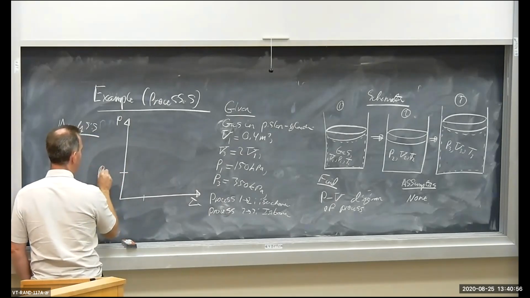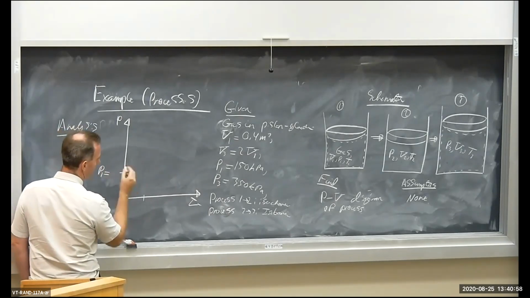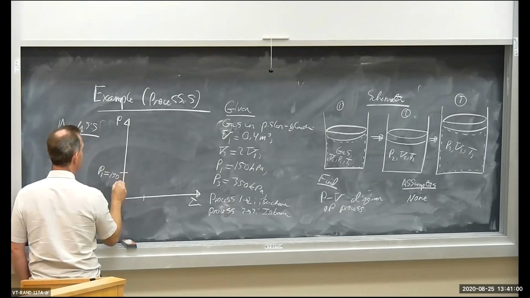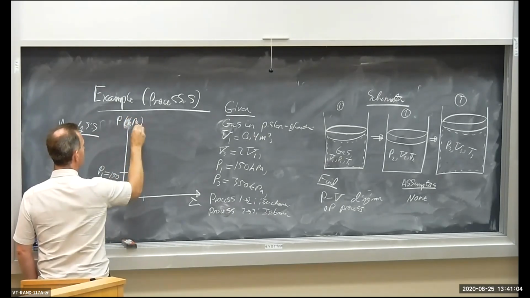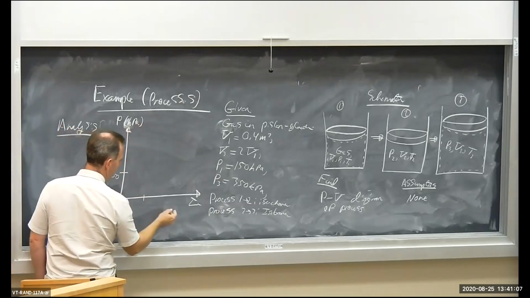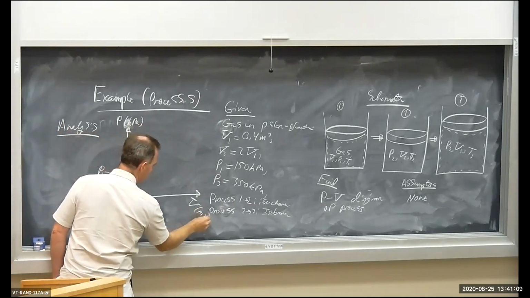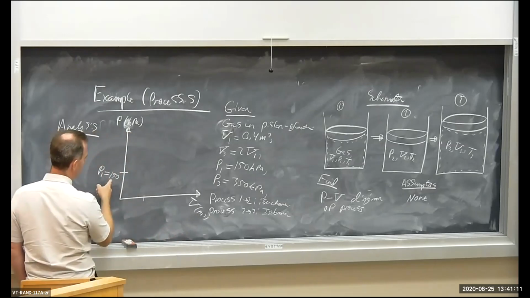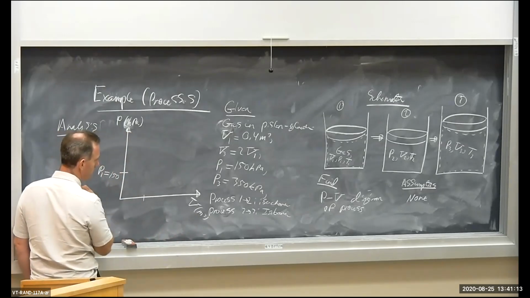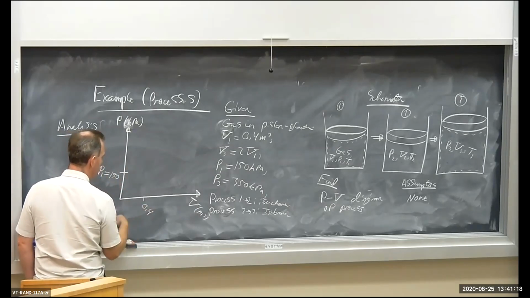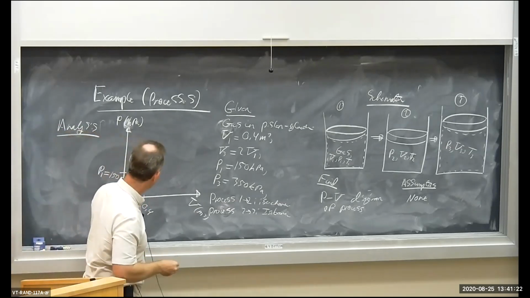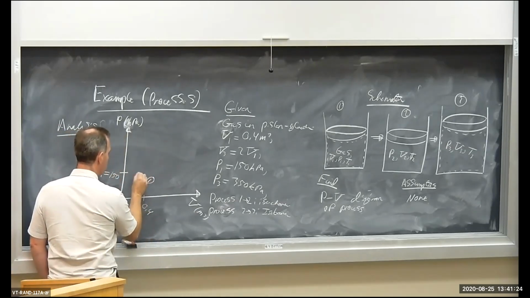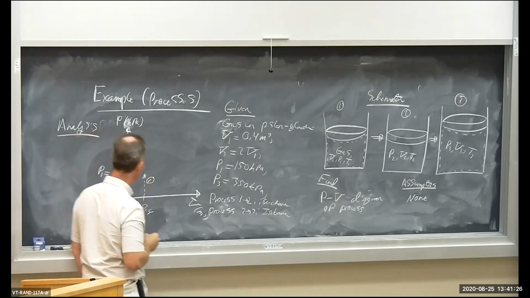So this is P1, which is 150 kPa. This is going to be in kPa, and volume is going to be in cubic meters. So we start off with 150 and 0.4 cubic meters. So this is state number 1. That's state number 1 right there.